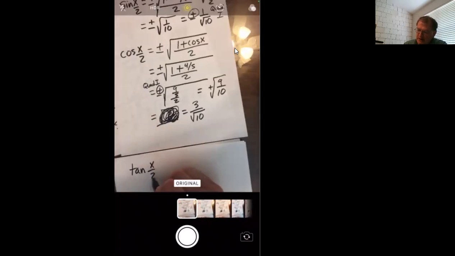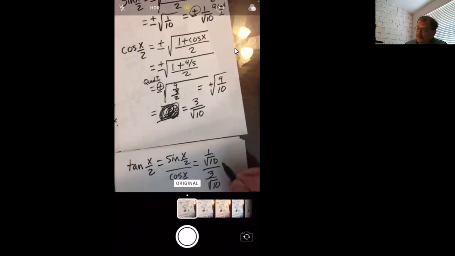If I want a tangent of x over 2, then I can do sine over cosine, which means I can do 1 over root 10 divided by 3 over root 10. Can you tell that's going to be 1/3? Root 10 swings around, cancels the root 10, 1 over 3.